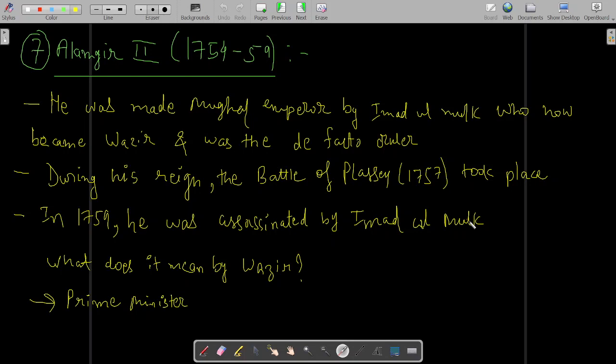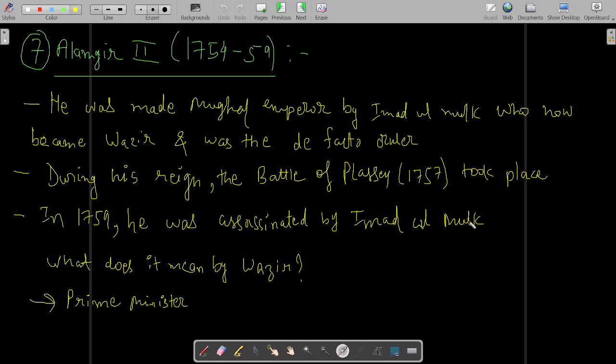Now what does wazir mean? Wazir simply means prime minister. King is like president. In this particular case, king is like president and wazir is like prime minister. But when the king is strong, the king acts as prime minister and president both. When the king is strong, the de facto authority is also the king only, and the de jure authority is also the king only.